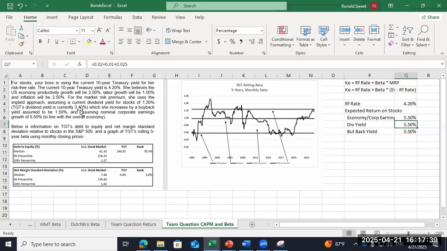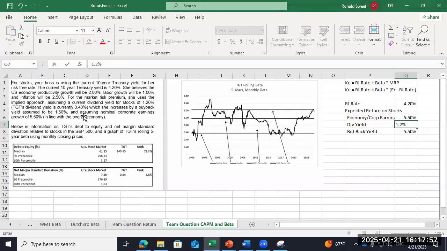Same thing on paper 3. Don't give me the expected earnings growth for Target. It has nothing to do with it. This is entirely the stock market. So when you come up with the market risk premium, you should not talk anything about your stock. You don't care what their buyback yield is, what their dividend yield is, what their expected earnings growth is. It's only the economy and the stock market.